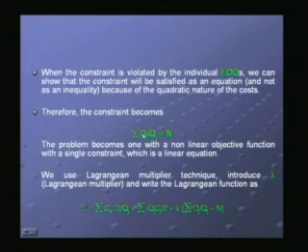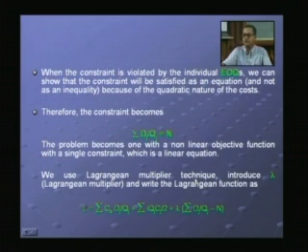So it becomes sigma dj by qj equal to n. Now the problem becomes a nonlinear objective function with a single constraint, which is an equation. Now we use the Lagrangian multiplier technique. We introduce a lambda, which is a Lagrangian multiplier, and write the Lagrangian function. We take the constraint into the objective function and write the Lagrangian.